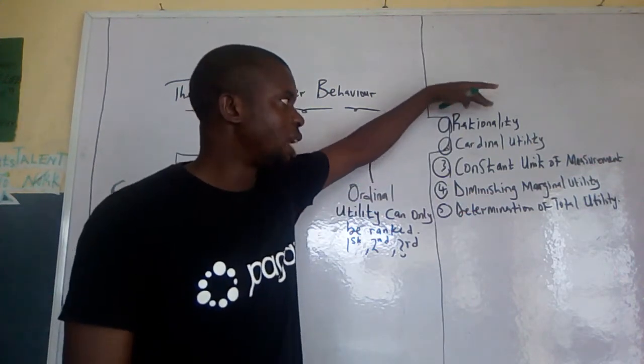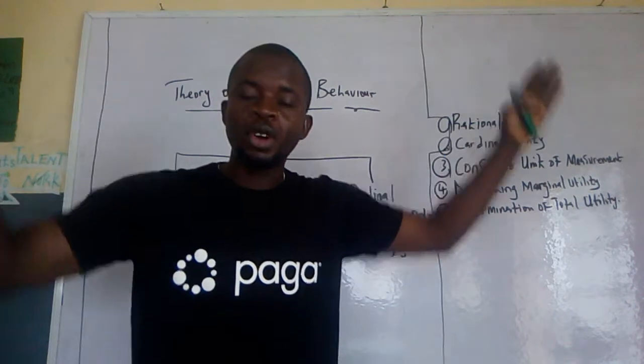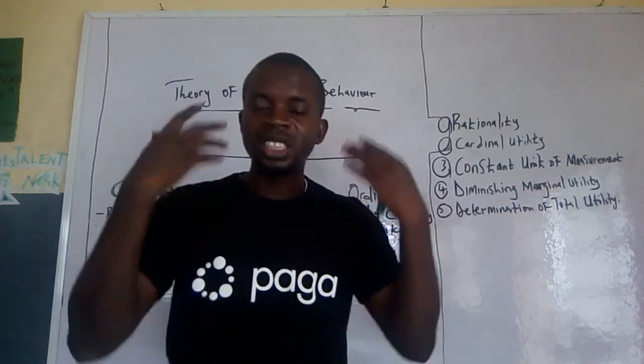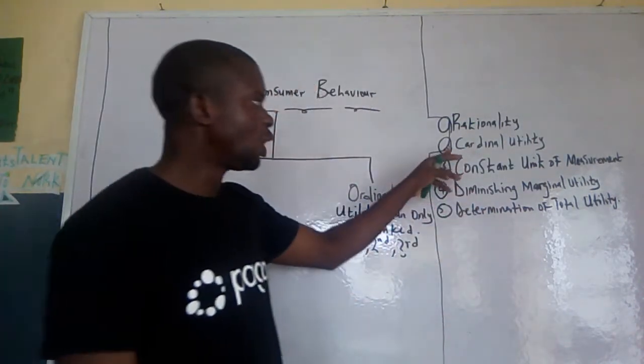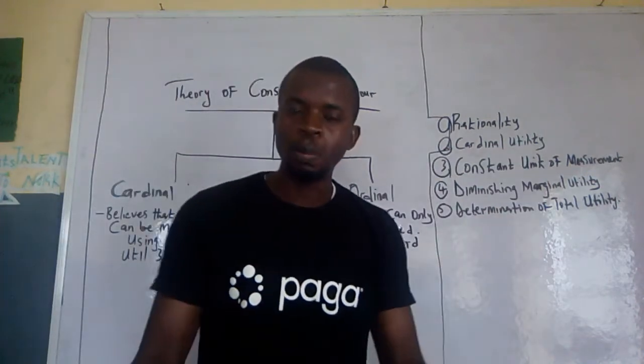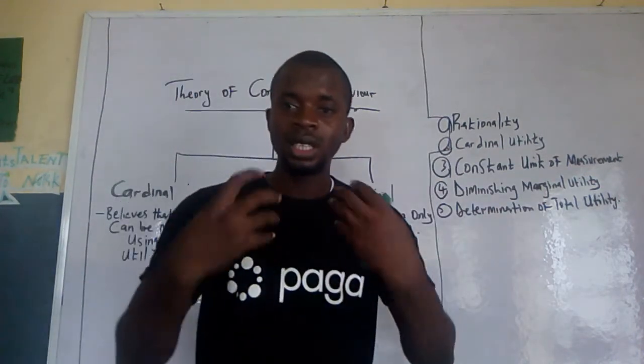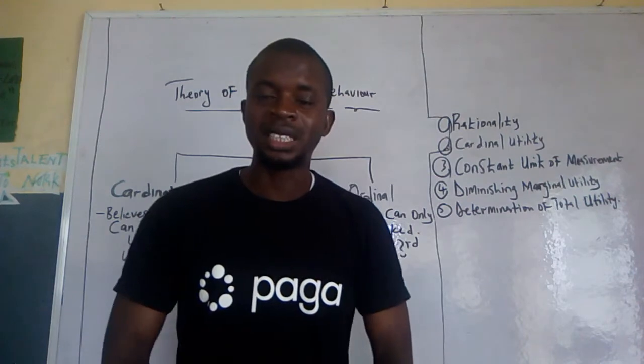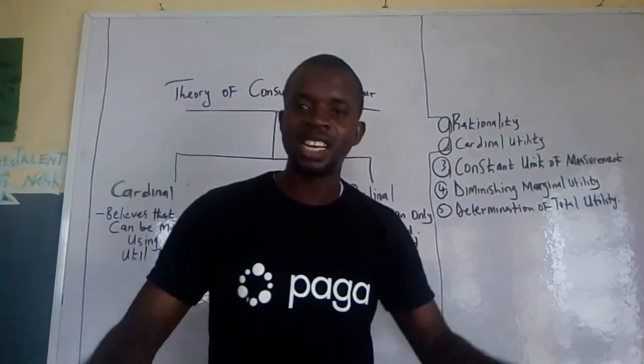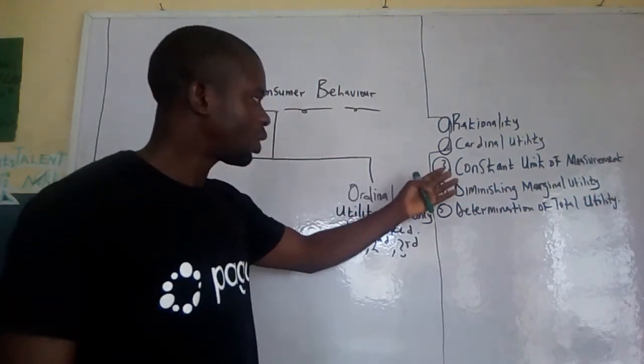The first one is rationality. They believe that every consumer is rational. Every consumer thinks deeply before he consumes. Second one, cardinal utility. They also believe that the satisfaction we get from consumption of goods and services can be measured numerically using UT.